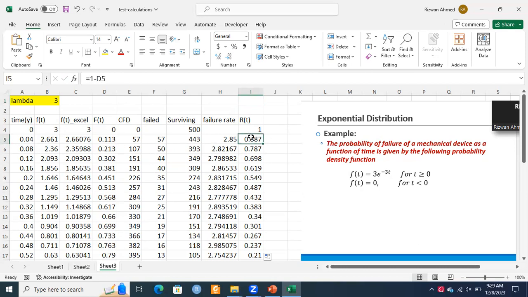So this is very nice. You can develop graphs between the parameters, time versus F of t. It is the probability density function. This is the function of F of t versus time. It is the failure distribution. R of t versus time is the reliability function. And the failure rate is also known as the hazard rate. This is the governing parameter for the exponential distribution.